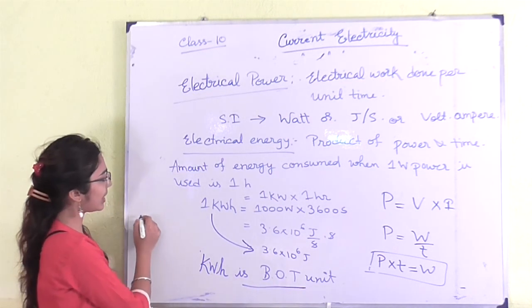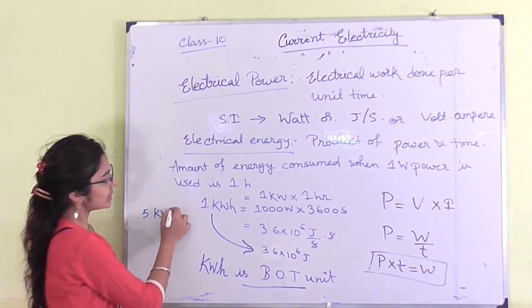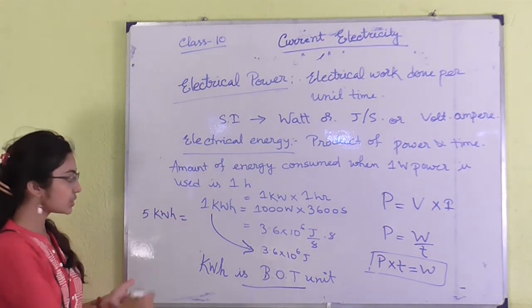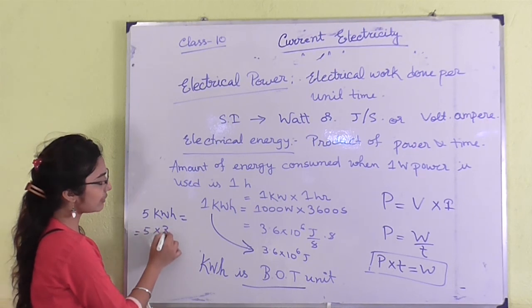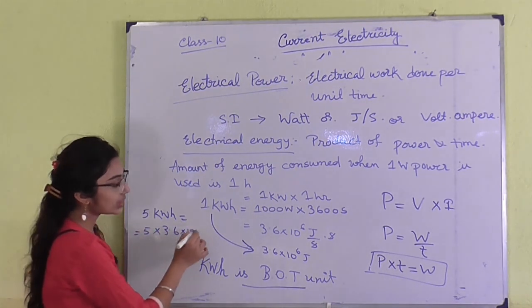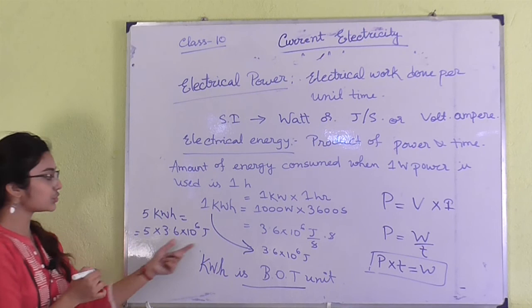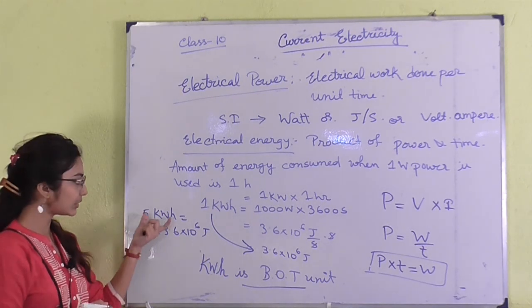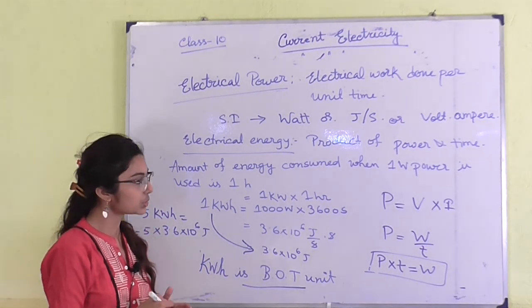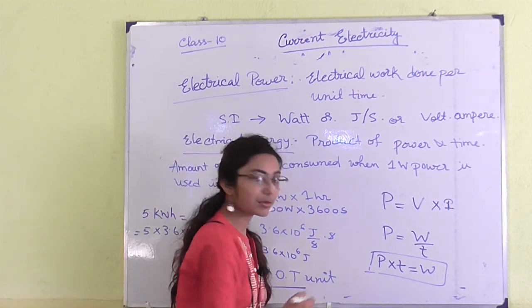So whenever I am asking that 5 kilowatt hour is equal to how much joule? So 5 kilowatt hour is basically 5 into 3.6 into 10 to the power 6 joule. Okay. So today we are doing up to this only.